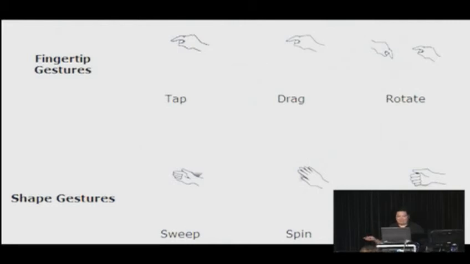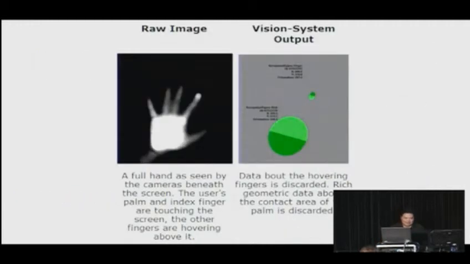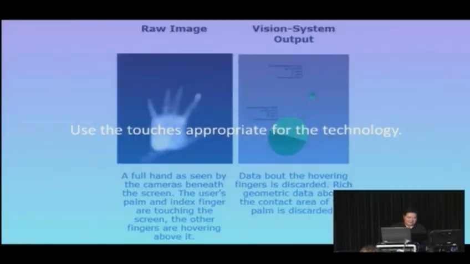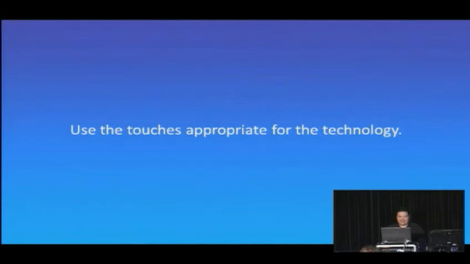And here are some examples of different levels of touch that can be produced or interpreted by Surface. In fact, the Surface unit has two different types of cameras, an infrared and a traditional camera. So there's all sorts of information that for now is generally not leveraged, but it's a really powerful touch technology. So the gist of number 10 is use the touches that are appropriate for the technology.